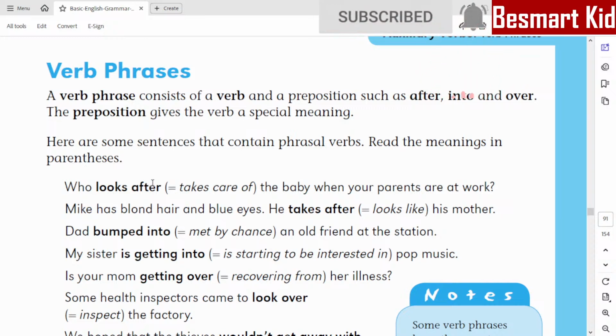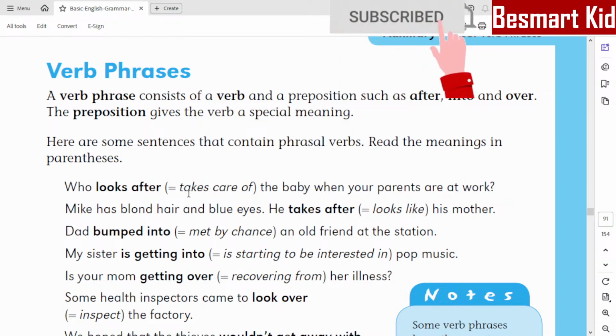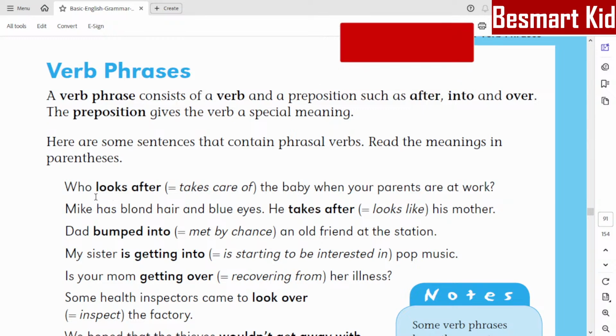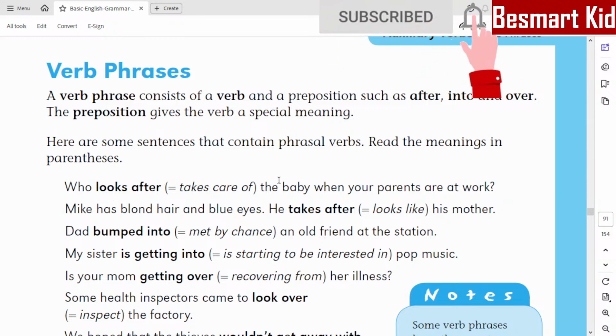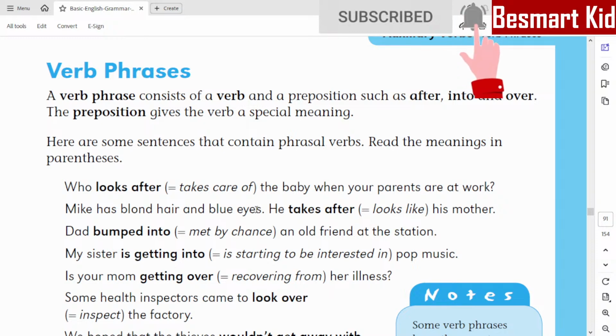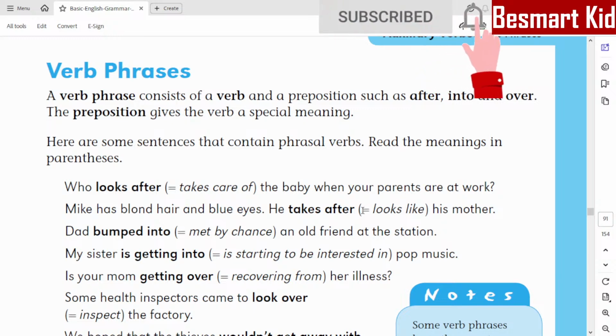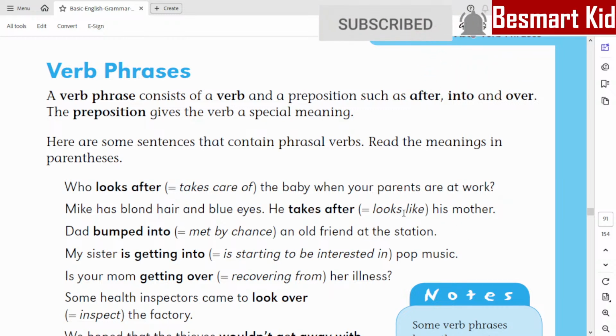Who looks after? That takes care of. That's the meaning of who looks after. So our sentence is, who looks after the baby when your parents are at work? Mike has blonde hair and blue eyes. He takes after his mother. And here, the word takes after means looks like.